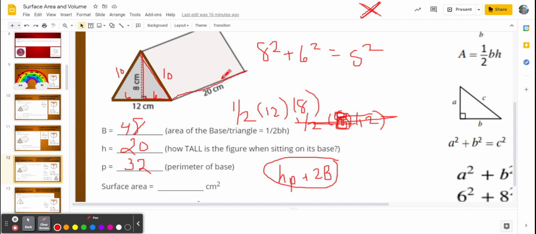And that's what's so confusing about triangular prisms. I've got the height of the triangle, which I have to use in order to get the area of the base. But then the height of the triangular prism is this. So area of a triangle is 1/2 base times height.